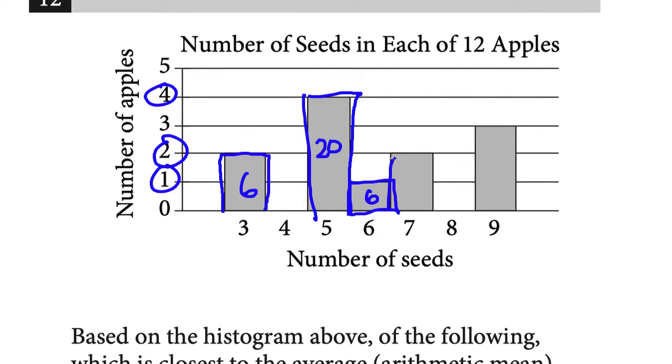What about this one? How many seeds are there for these 2 apples? 14. About 14. 7 times 2. What about this one? 9 times 3. 27. I need to add all these together.